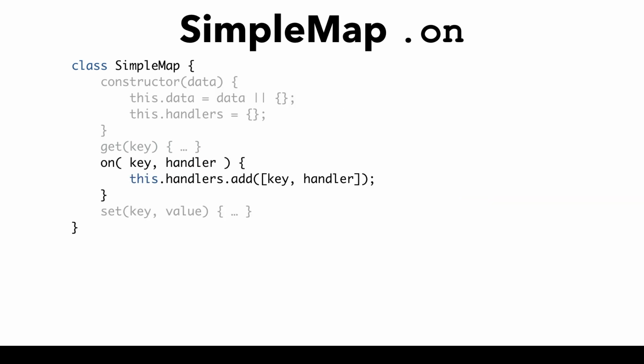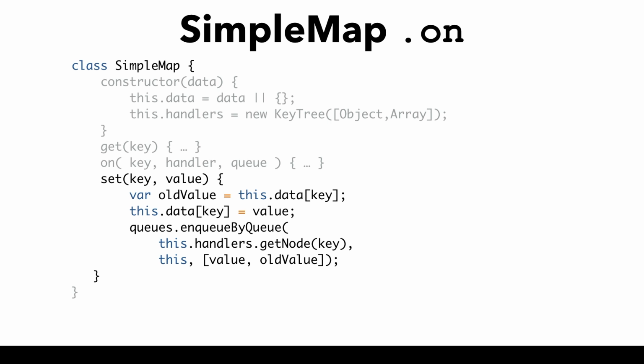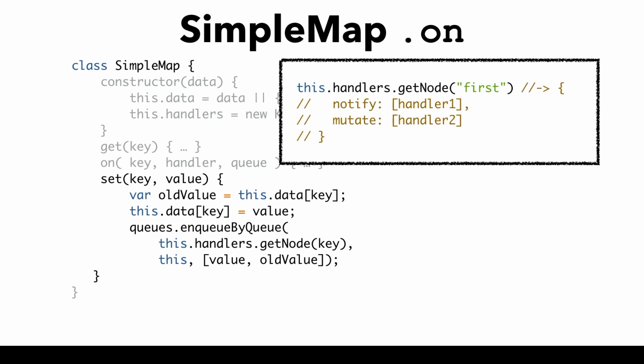Now, when a handler is added via on, it will include a queue name. We will include the queue in the path we add registered handlers. Finally, we need to run the handlers in the right queue. So instead of getting all handlers and running them right away, we will use the enqueueByQueue helper to get all handler functions and run them in their particular queue. Handlers' get node returns an object that matches exactly what enqueueByQueue is expecting, functions organized by queue name.